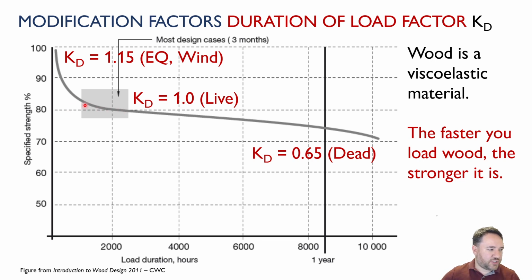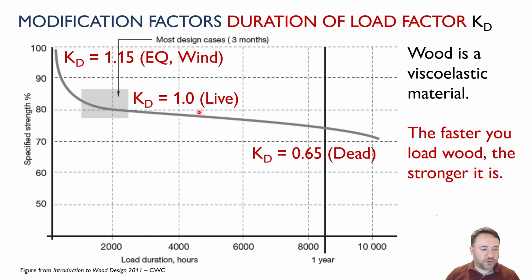And then we say if it's loaded shorter than that, then I get an increase of strength relative to that baseline. So then I have basically 100 divided by 80, which gives me 1.15. And if I go very far away, then I get 0.65 relative to that 1. And so why is this important? It's because the loads that we apply to our structure have different durations.